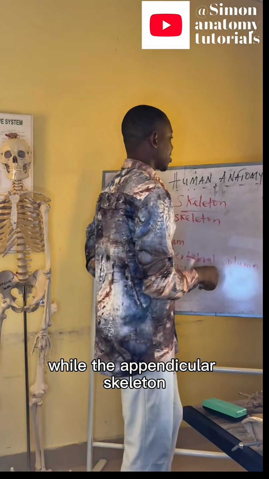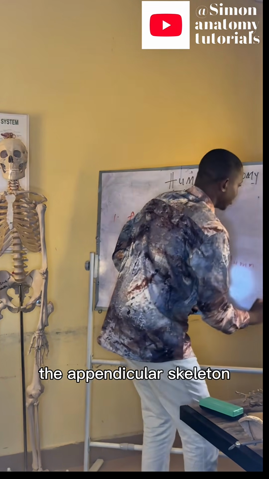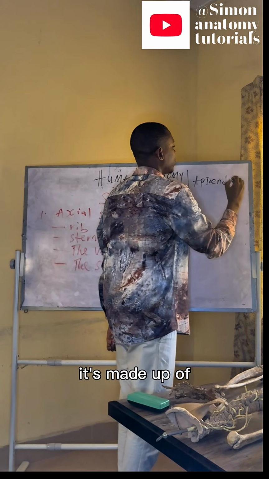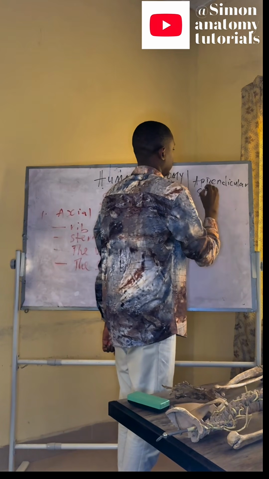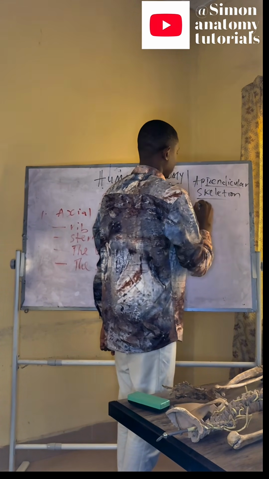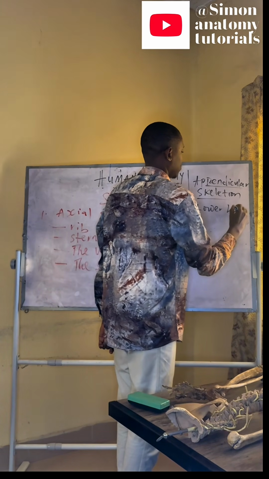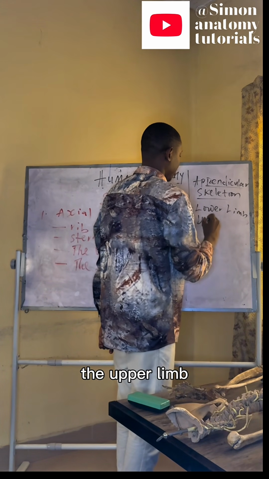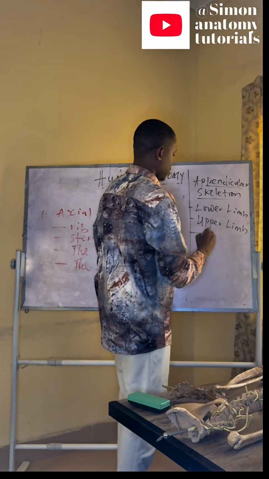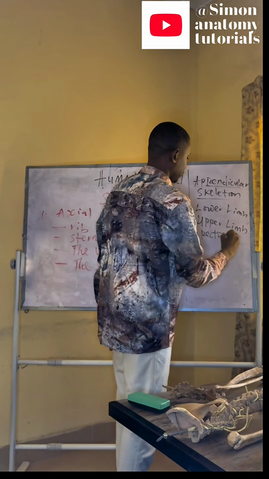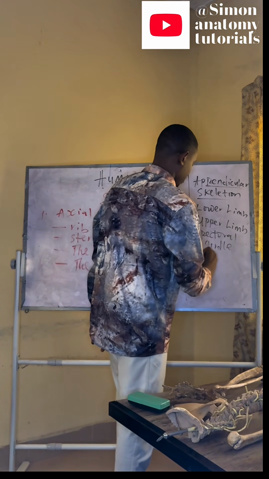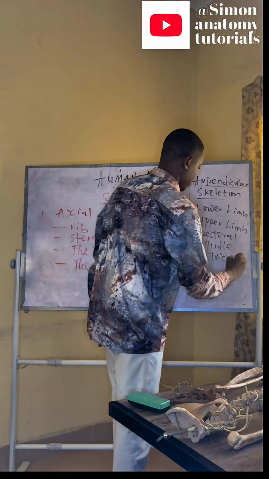Now, the appendicular skeleton. The appendicular skeleton is made up of the lower limb, the upper limb, the pectoral girdle, and pelvic girdle.